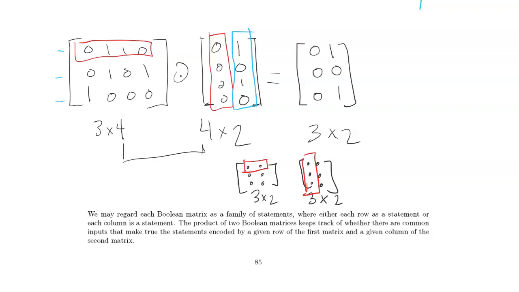Last comment here. We may regard each Boolean matrix as a family of statements, where each row is a statement or each column is a statement, and then the other one tracks the values of the set that that statement is true or false on. So the product of two Boolean matrices keeps track of whether there are common inputs that make those statements true and false at the same time. This is going to be super important when we start talking about relations in the next video.